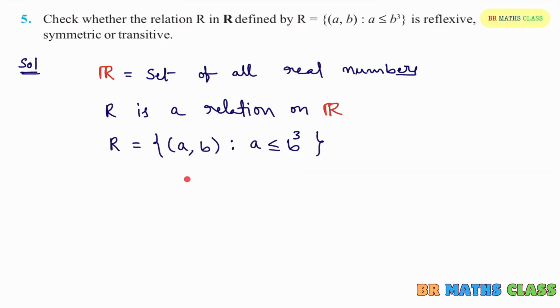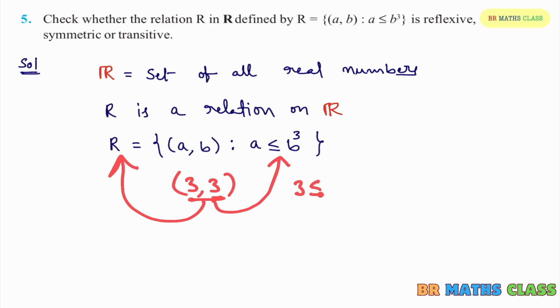If I take 3, 3, is the ordered pair 3, 3 there in this relation or not? How to check? First condition, these two must be real numbers. Second condition, this ordered pair must satisfy this condition. You write here 3 is less than or equal to 3 cube.